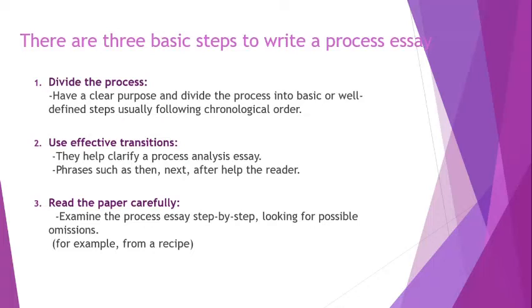Here you have three basic steps to write a process essay. One, divide the process. Have a clear purpose and divide the process into basic or well-defined steps, usually following a chronological order. Number two, use effective transitions. They help clarify a process analysis essay. Phrases such as then, next, after, help the reader. In the previous slide, you have a list of transitions.